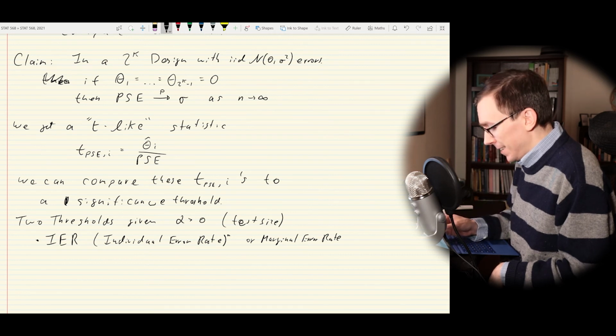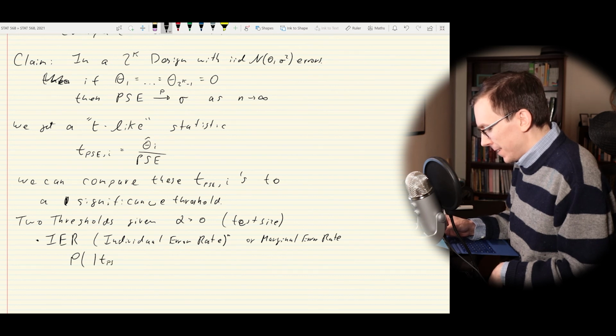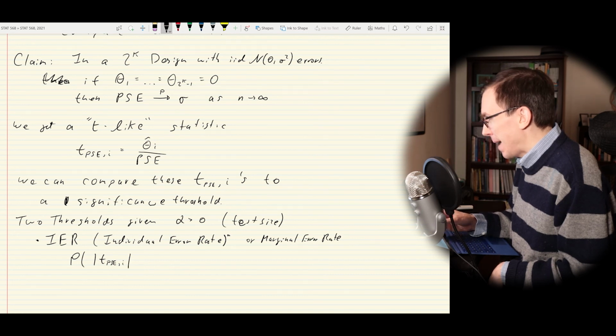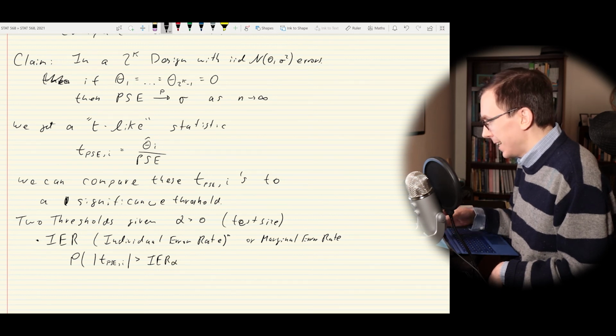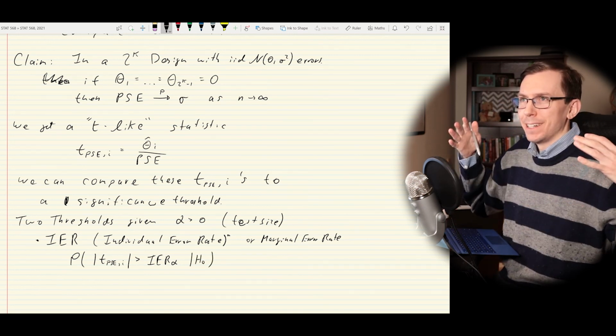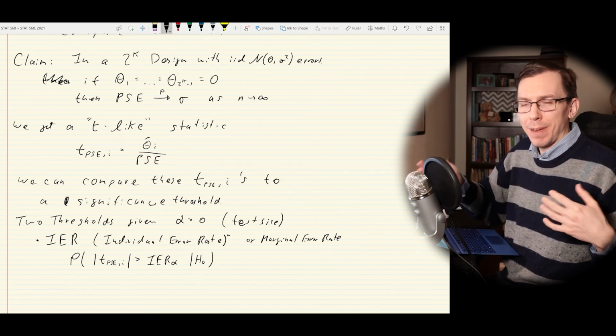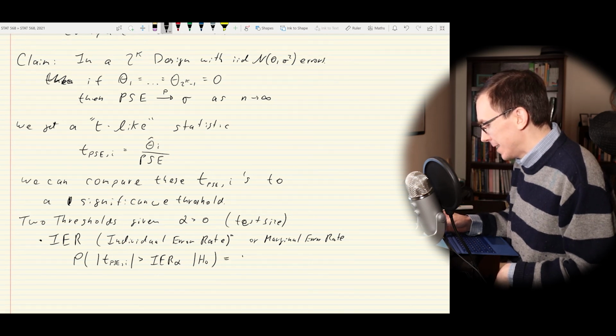And in this case, it's just going to be a number such that the probability that the pseudo-standard or t-like statistic in magnitude is greater than this threshold, IER sub alpha, to indicate that we're doing this at test size alpha, given that we're in the null hypothesis setting, which is whatever I corresponds to, whatever interaction or main effect that I corresponds to is not significant, then the probability of a false positive is alpha. This is for each I.